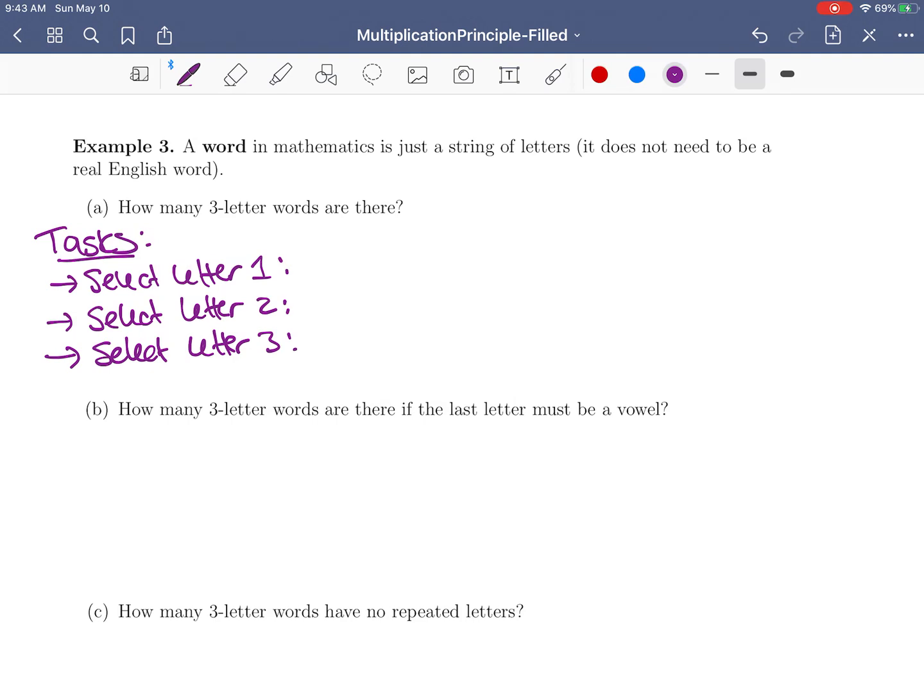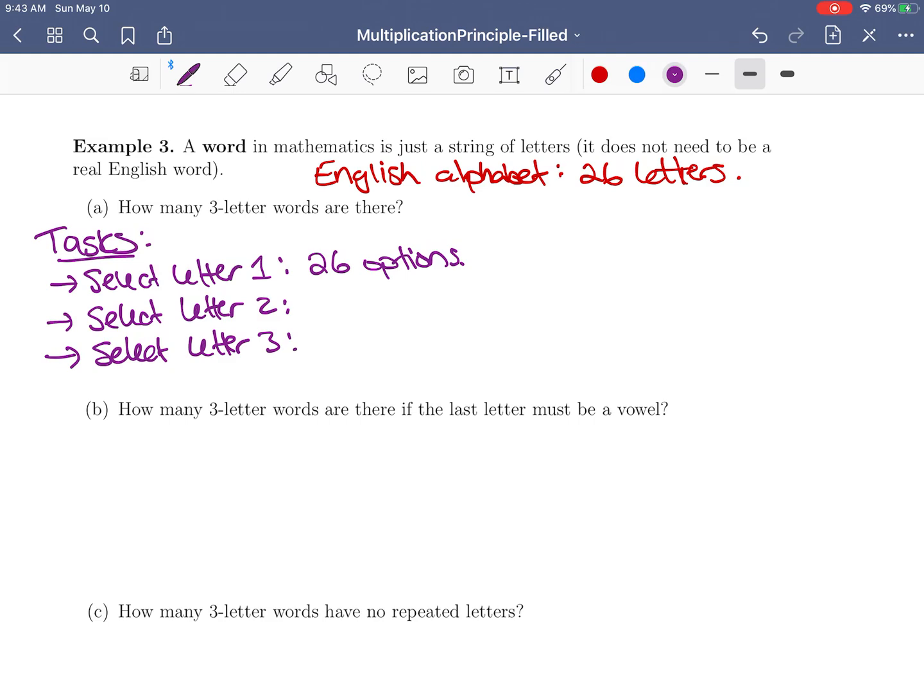So how many options are there? Well, the English alphabet, which is what we're using, has 26 different letters. So when we select a letter, we're going to have 26 options. For letter 1, obviously there's 26 options. We haven't picked anything yet.